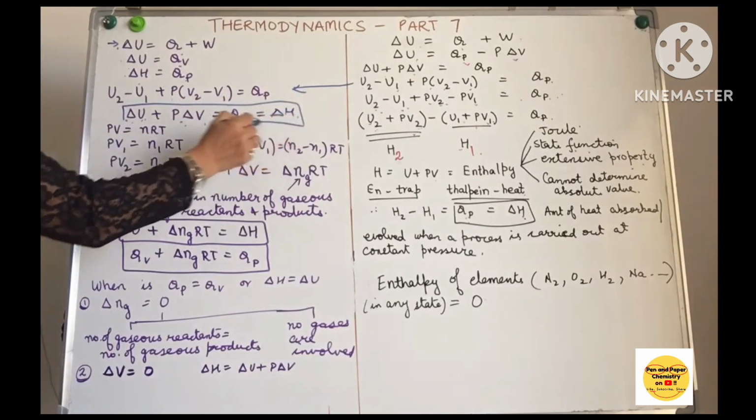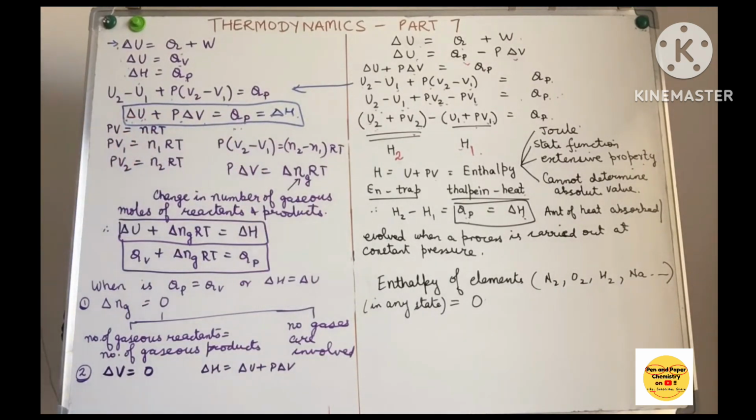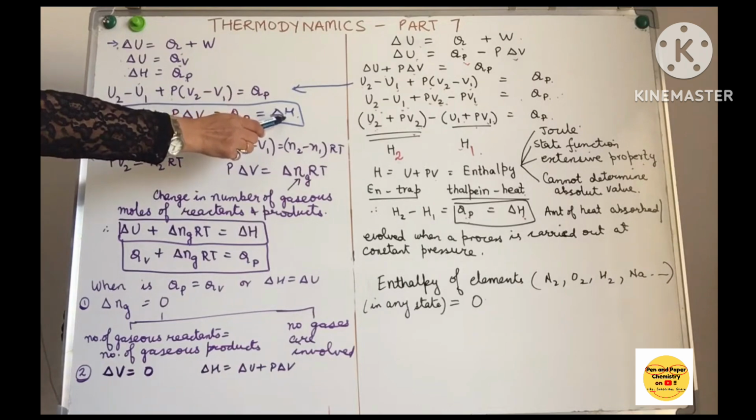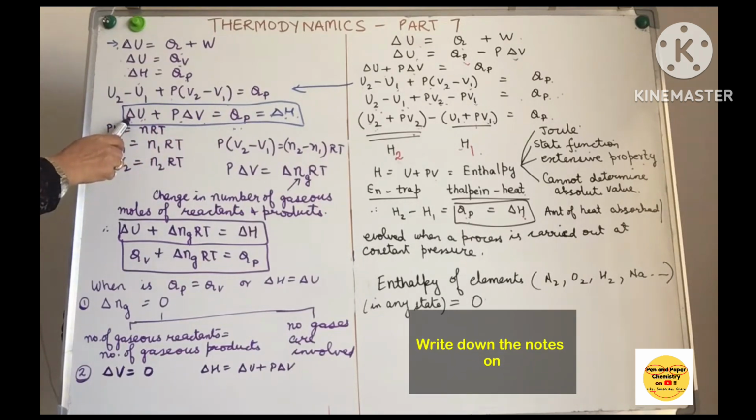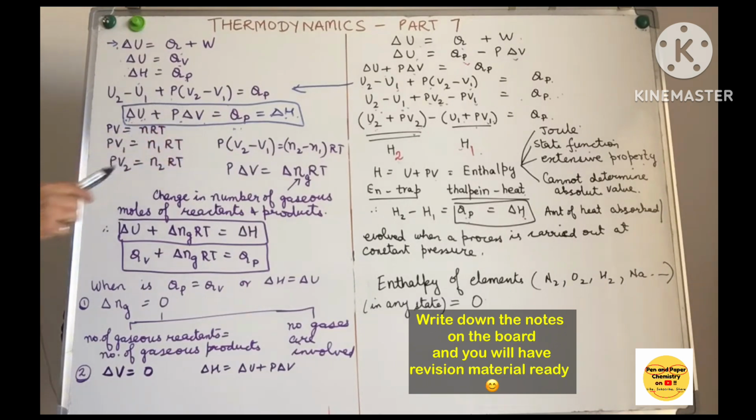This is nothing but another form of the first law of thermodynamics, meaning to say the change in enthalpy of a system at constant pressure is the sum total of the pressure volume work done and the change in internal energy. P delta V, PV. Does it ring a bell anywhere for you? PV is equal to nRT. If you remember, this is our ideal gas equation. PV is equal to nRT.